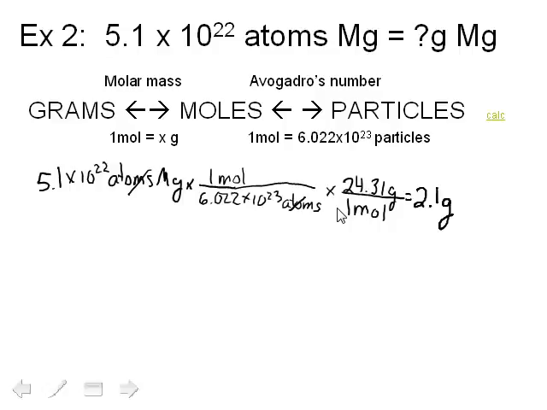So, that's our second example. I hope that you learned something about the mole, and now you can get started on your homework.